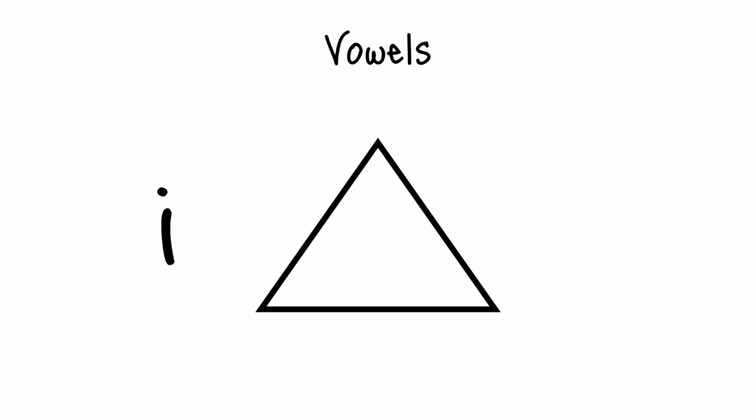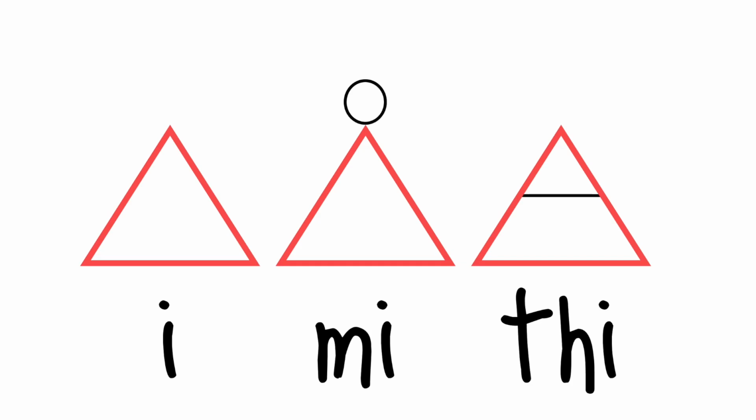The first vowel we are going to look at is the vowel I. The vowel I can be represented by this triangle. You can think of this triangle as the arrowhead of an arrow pointing in the upward direction. An example using this vowel would be the word imithi. Imithi.